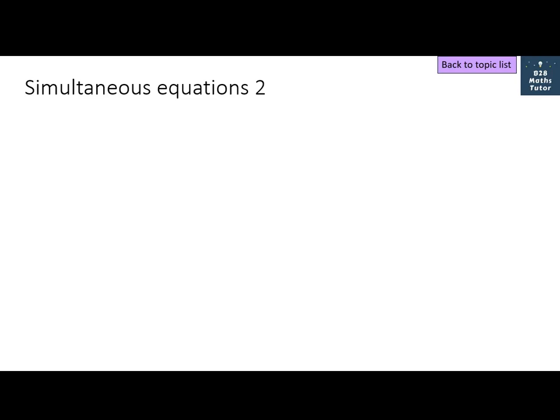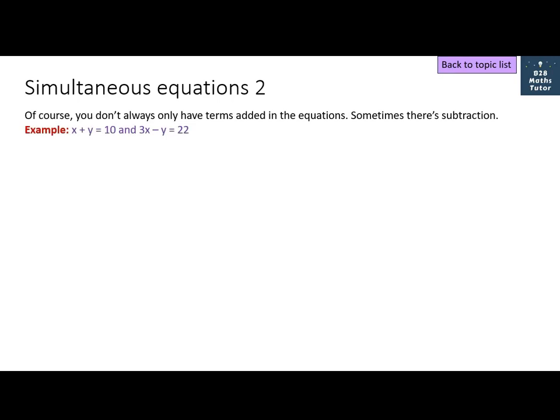In the first video on simultaneous equations, everything matched nicely and had pluses in it. But of course, you don't always only have terms that are added. Sometimes you get them subtracted. So here's an example. X plus y equals 10 and 3x minus y equals 22.